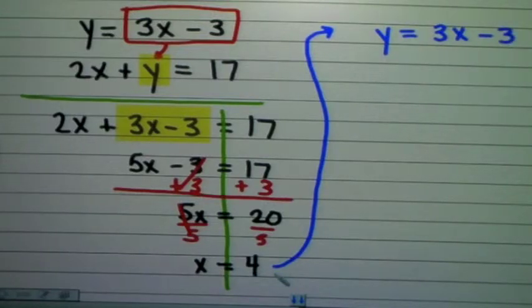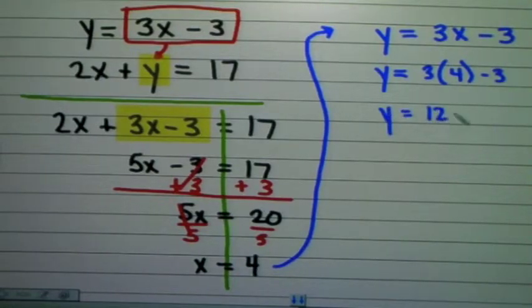So now I'm going to plug in my value for x to find what y is. So I'll do 3 times 4 minus 3. 3 times 4 is 12. So 12 minus 3 is 9. So my solution, remember that we always do x and then y, so our solution is the point 4, 9.